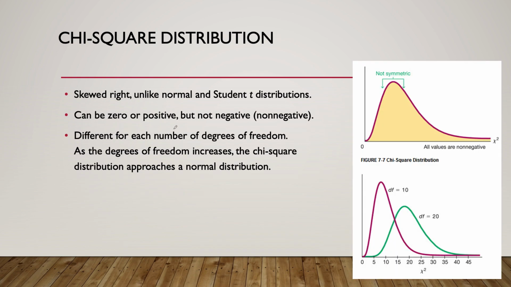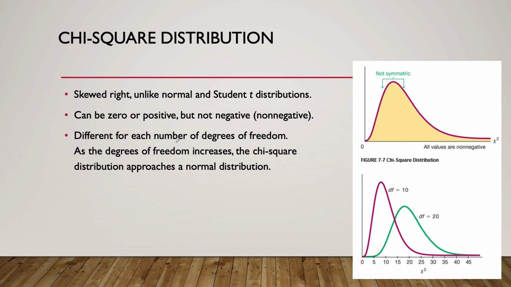So a chi-squared distribution, this first picture up here, it's skewed right. We have a whole bunch of data here on the left, and it skews off to the right. It is nowhere near symmetric. All values are non-negative. It goes from 0 and higher. And it's definitely not like the normal or student t distributions, as you could tell. It can be 0 or positive, but not negative, so it's non-negative.